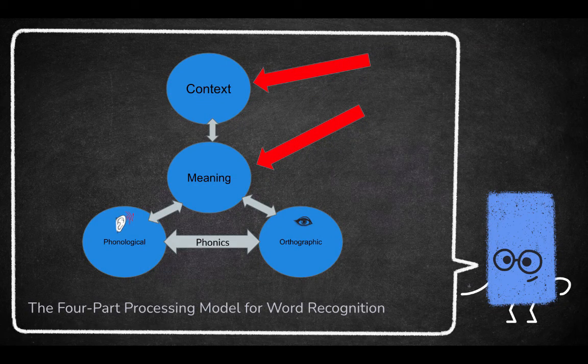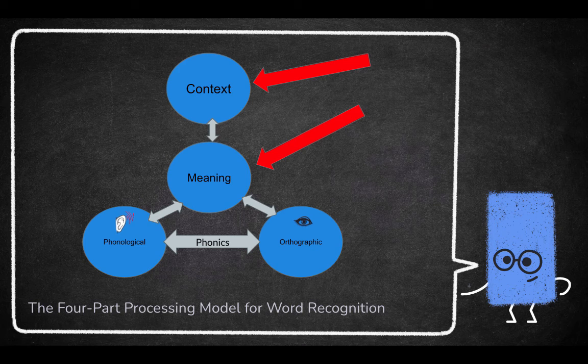Here we see the four-part processing model for word recognition. We already know that the model is made up of four processors, and that the phonological processor deals with sound, and the orthographic processor deals with symbols or letters. In this video, we will learn about the meaning and context processors and how they connect to word meanings.